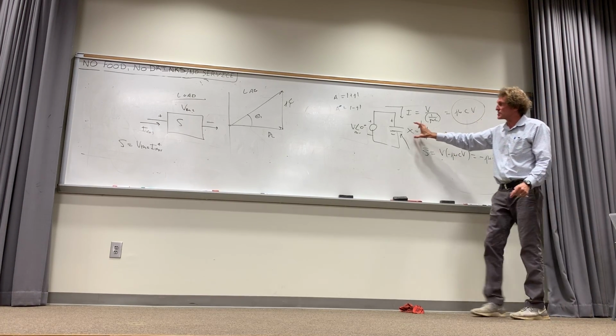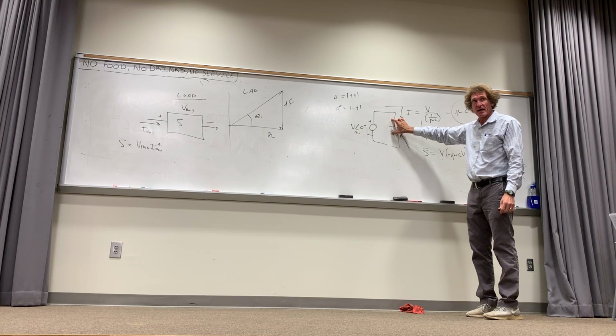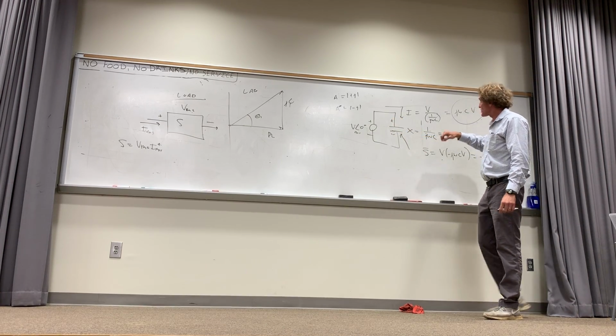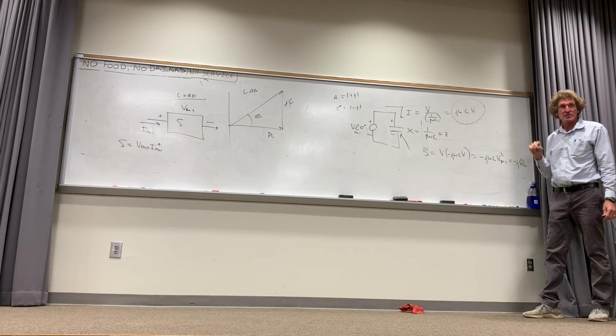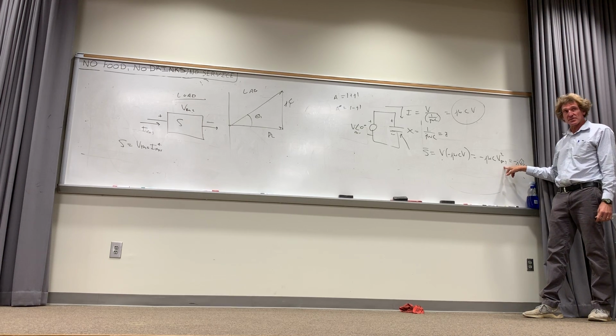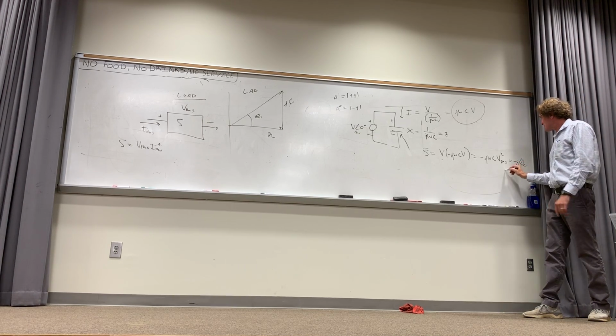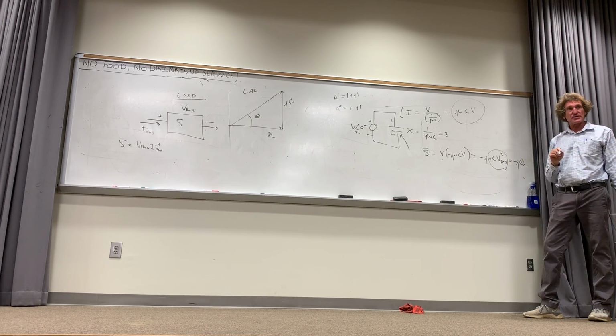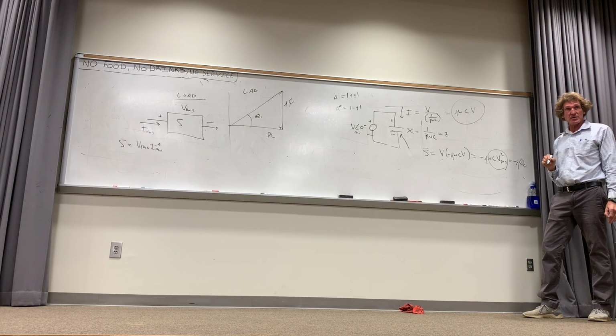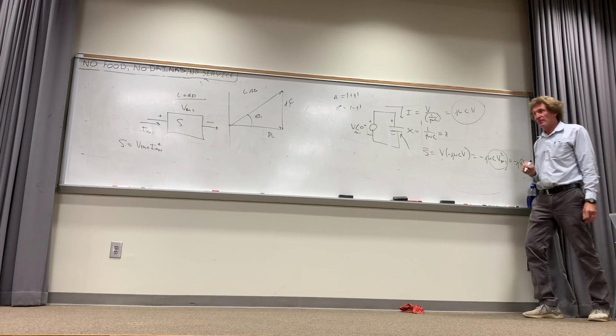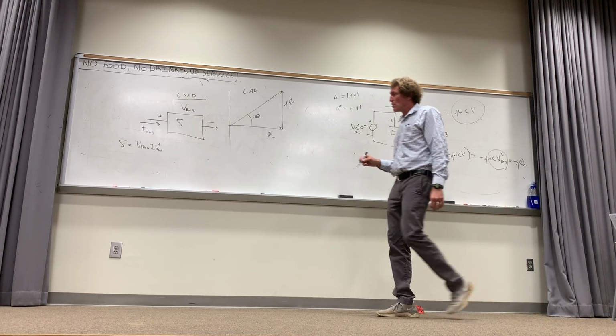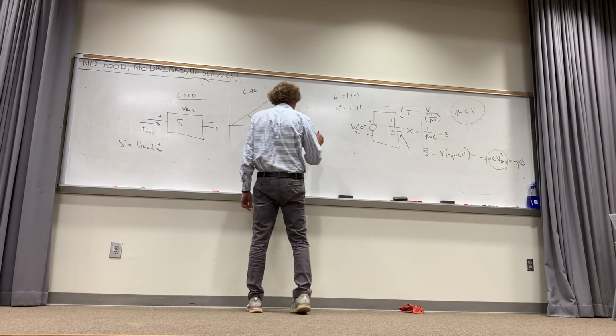All right, what is complex power? V, the voltage across it, times I conjugated, or times minus J omega C times V, or this right here. So it's going to be minus J times omega C VRMS squared. You follow me in this class? That's minus J, right?